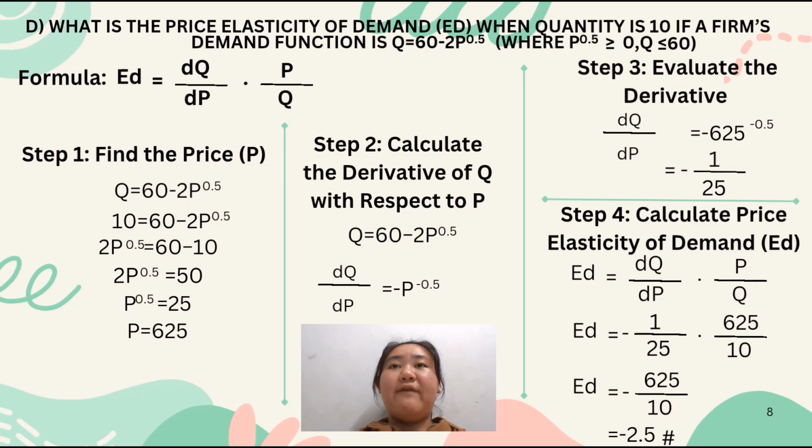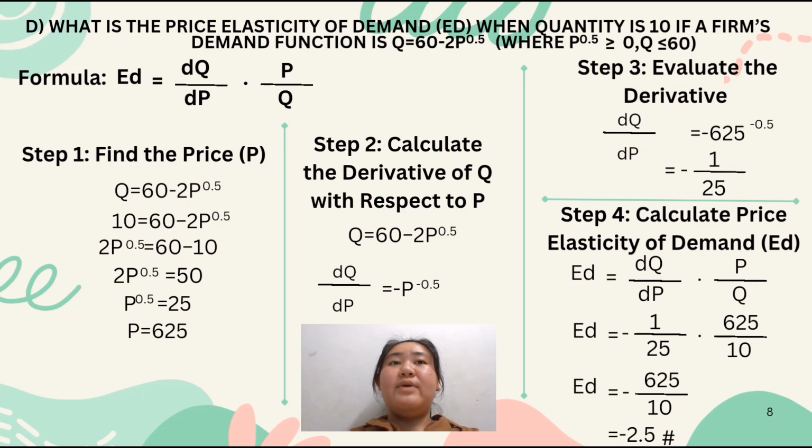Step 2 is to calculate the derivative of Q with respect to P. From the demand function, Q equal to 60 minus 2p to the power of 0.5, we take the derivative with respect to p, which is dQ/dP equal to negative p to the power of negative 0.5. So how do we find the negative p to the power of negative 0.5? We use negative 2 times 1 over 2 times p to the power of negative 0.5. So we get dQ/dP equal to negative p to the power of negative 0.5.